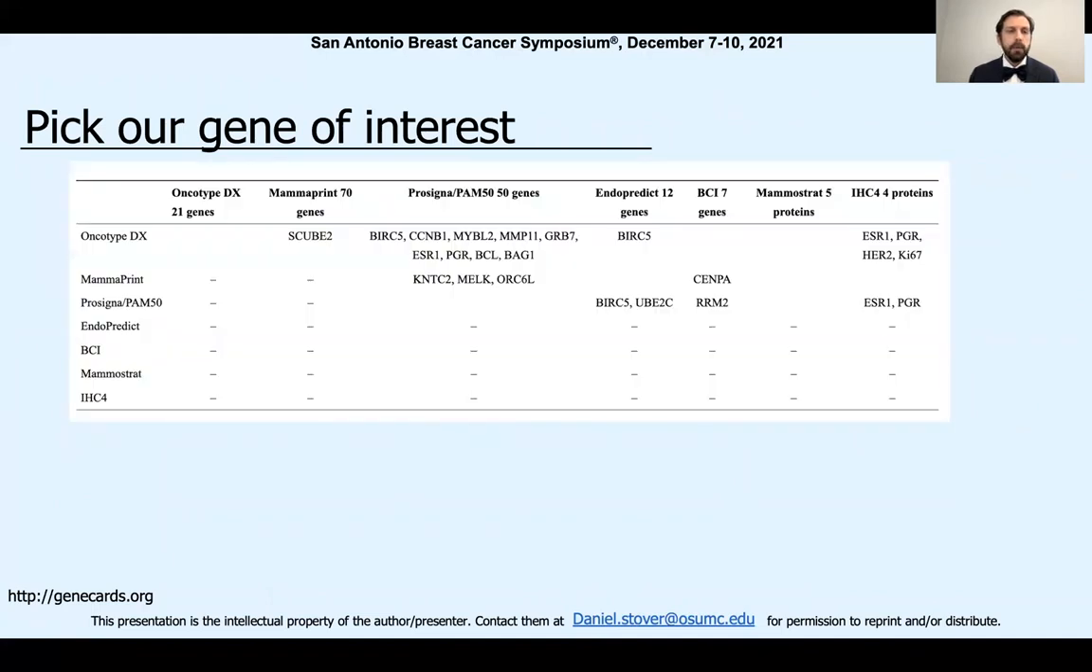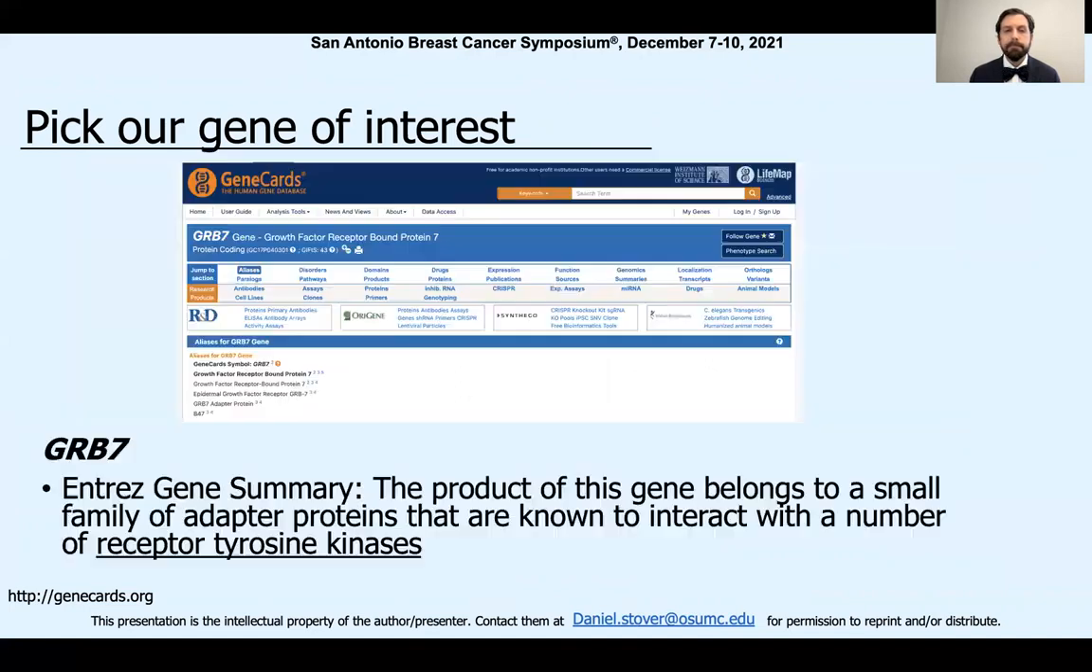There was a recent review that profiled a variety of clinical genomic assays, such as Oncotype DX, MammaPrint, ProSigna, EndoPredict, BCI, MammaStrat, and IHC4 to look for overlapping genes across these various assays. There are some like BRCA5 that are in multiple assays and are known to be associated with proliferation, which we mentioned previously. But I thought for the sake of this experiment, we'd focus on one, GRB7.